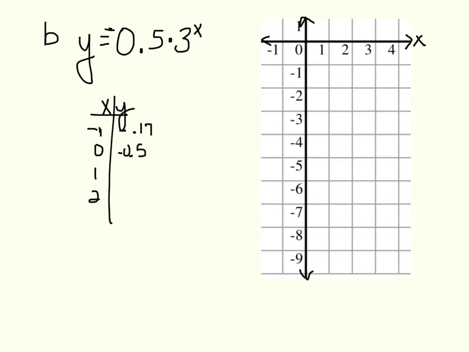Plug in 1. 3 to the first power is 3. 3 times -0.5 is -1.5. 3 to the second power is 9. 9 times -0.5 is -4.5. You'll notice it's the same numbers, except now they're negative.